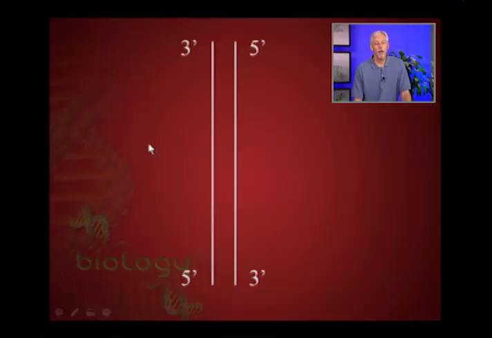All right, so let's go ahead and look then at replication. Let's assume we're starting with a double helix, and I've unwound it for simplicity's sake here, and realize again that we've got 3' end, 5' end, opposite 3' end, 5' end. I'm not showing you the nucleotides here just again for the sake of simplicity.